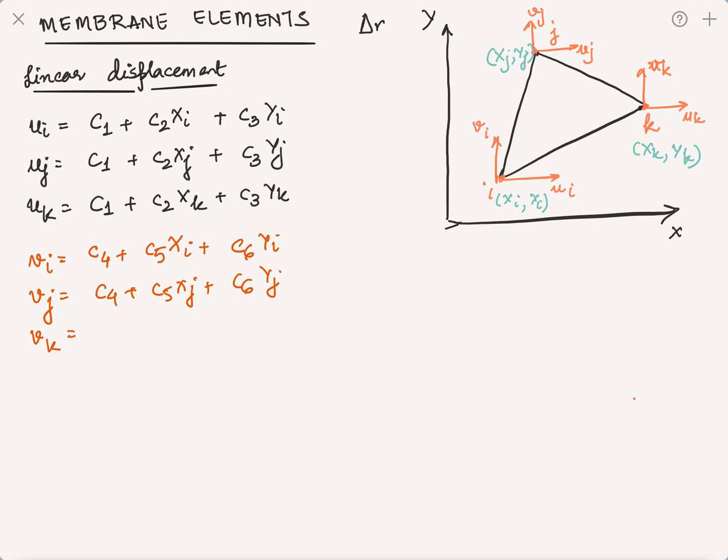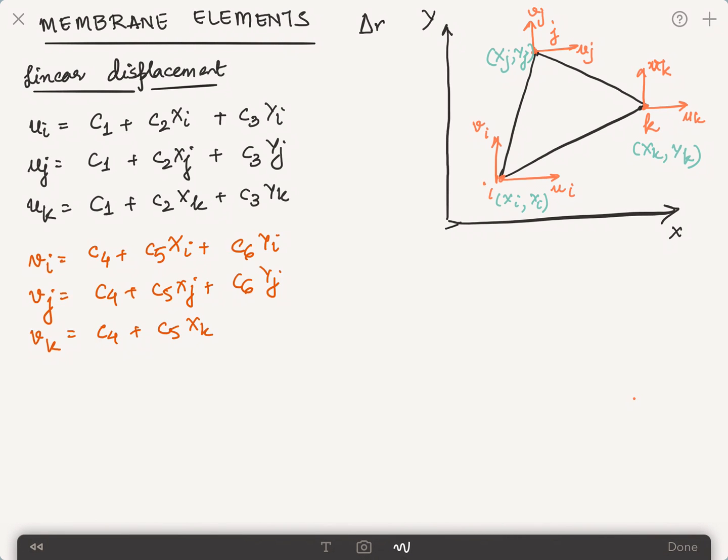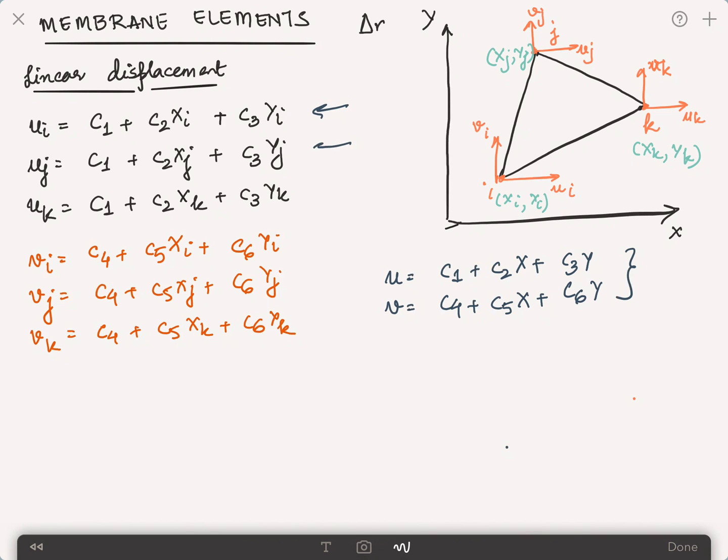And finally, vk is equal to c4 plus c5xk plus c6yk. So that's how I would describe the different polynomials to describe the linear displacement behavior of every node in this entire system. So in general, if I want to write the equations, u for every point xy is given as c1 plus c2x plus c3y, and v can be written as c4 plus c5x plus c6y.